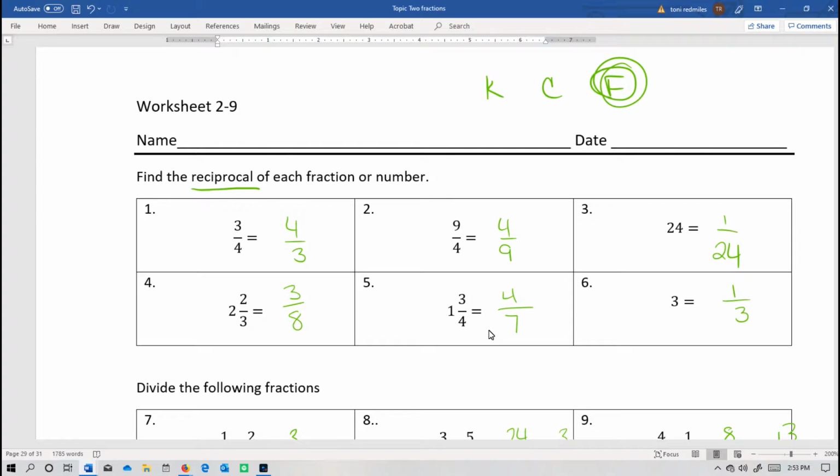Now, a couple I want to point out is number 3. Before you can do this one, you have to put a 1 underneath, just like you do with the 3. And then when you flip it, the 1 goes to the top. Okay, so all you're doing is flipping.